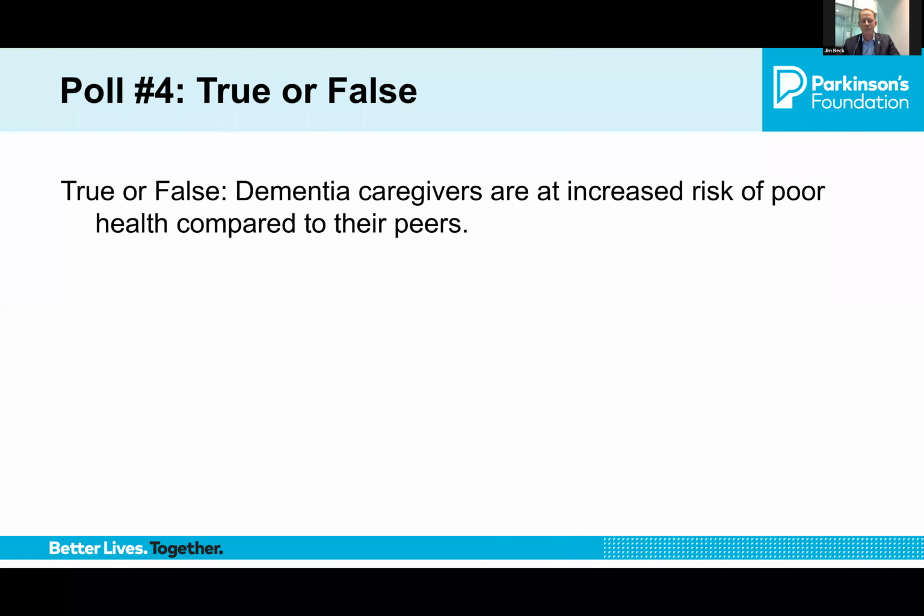And then our final question, true or false? Dementia caregivers are at an increased risk of poor health compared to their peers. Wow, people are really fast on the draw. Well over 500 with just 20 seconds in. And again, I think it's a landslide in the polling. Our audience believes that it is true: dementia caregivers are at increased risk of poor health compared to their peers. By and large, that's the overwhelming response.